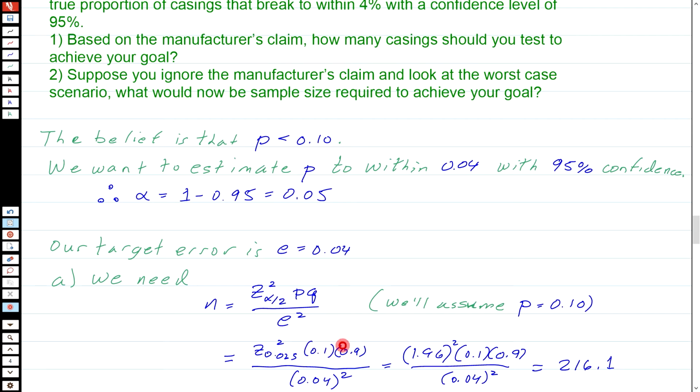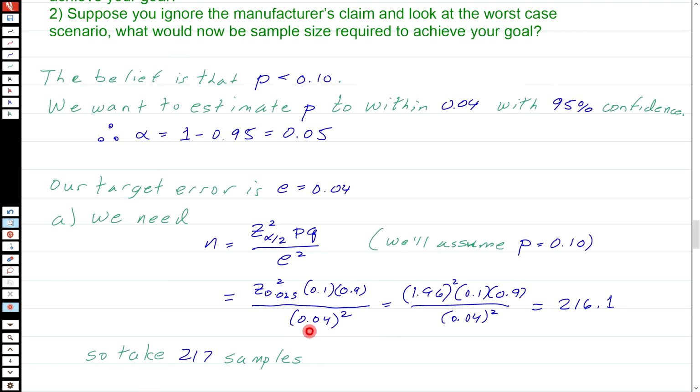Plug the 0.10 in here times 0.9. We've got a 95% confidence interval, so alpha is 0.05, and alpha/2 is 0.025. That gives us 1.96 squared times 0.1 times 0.9 divided by our error squared. Now for the term at the bottom, if the error is small, this whole thing becomes rapidly larger because 0.04 squared is a very small number that we're dividing by. In this particular case, we end up with 216.1 samples, so we take 217 samples.